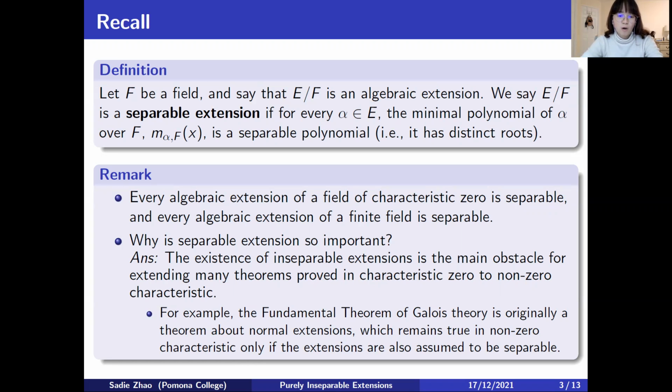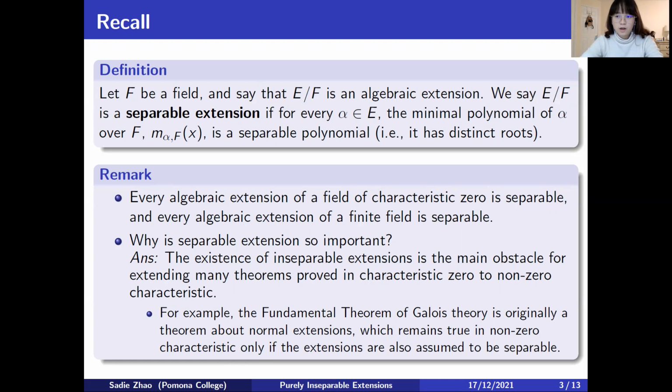So you may ask, why is a separable extension so important? The answer is the existence of inseparable extensions is actually the main obstacle for extending many theorems proved in characteristic 0 fields to non-zero characteristic fields.